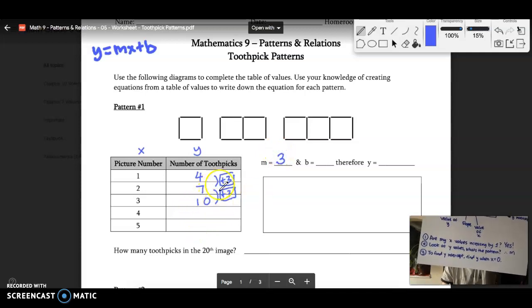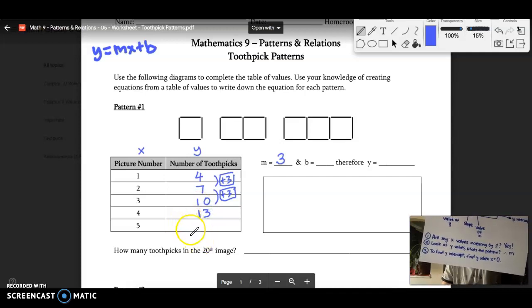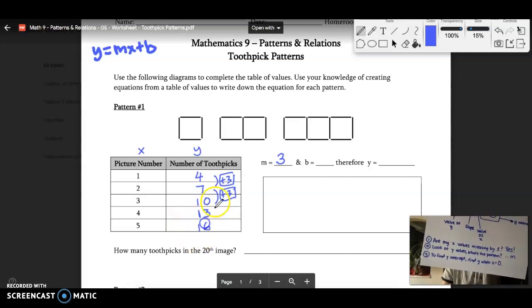Now if we know the pattern, then we can figure out what is 4 and 5. So for picture number 4, I'm going to have 13. And then for picture number 5, I have 16, because we are adding 3.